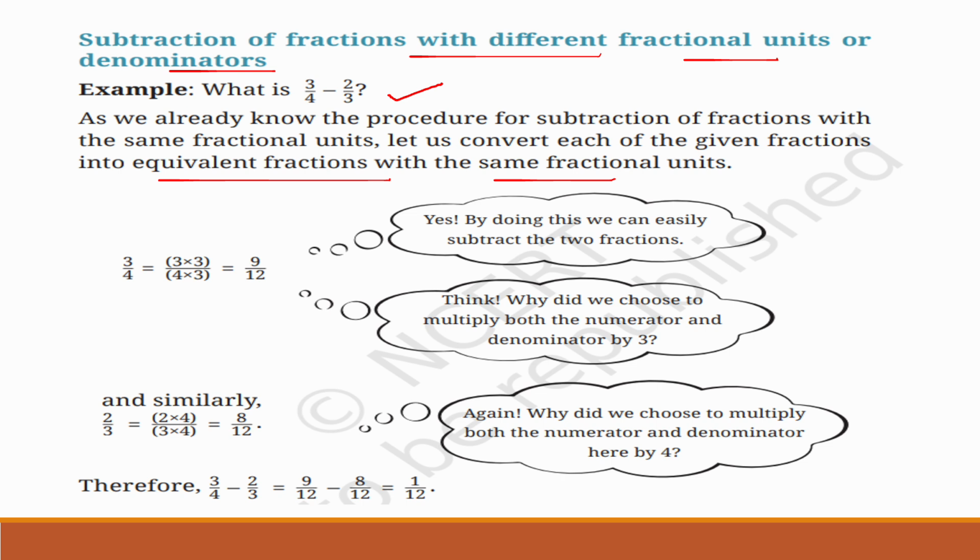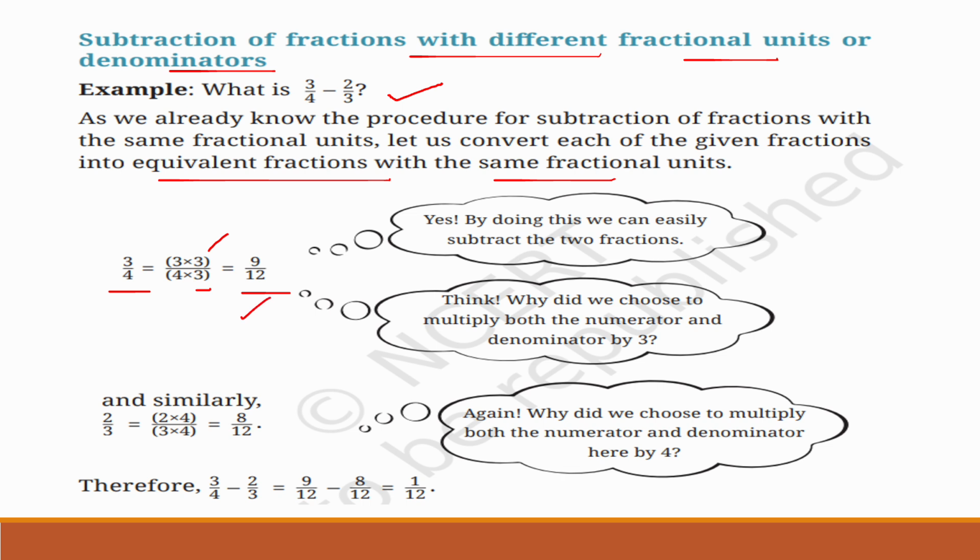So, convert 3 by 4 into an equivalent fraction such that the denominator is 12. You multiply both numerator and denominator by 3. See, 3 into 3 is 9, 4 into 3 is 12. So, for 3 by 4, the equivalent fraction is 9 by 12.